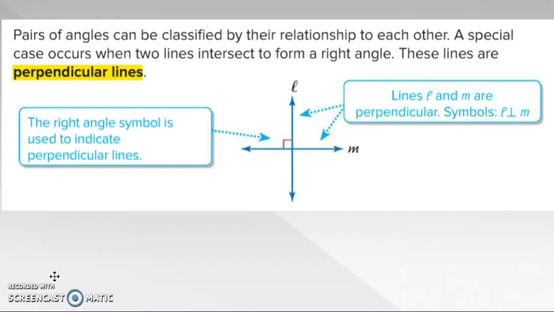Perpendicular lines are two lines that intersect and create a 90-degree angle. We know that this is a 90-degree angle because it has the right angle marking right there. If we have one 90-degree angle, that means all of them where the two lines intersect will be 90 degrees. The symbol for perpendicular is right here. It looks like an upside down capital T. This reads line L is perpendicular to line M.